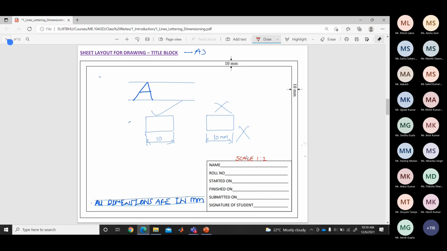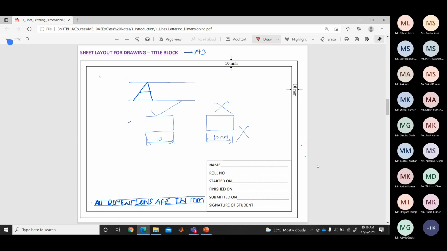So you mention the scale just close to this title block, somewhere like this. Or even in some cases you can also draw it somewhere over here. So we can make an additional row here. You mention the scale in case we are using the enlarged scale or reduced scale.